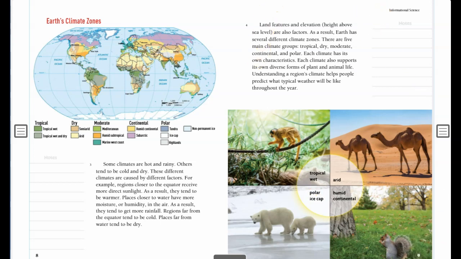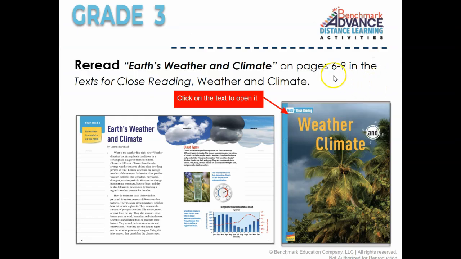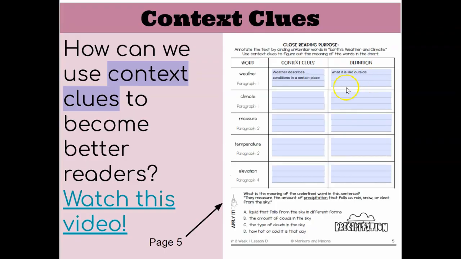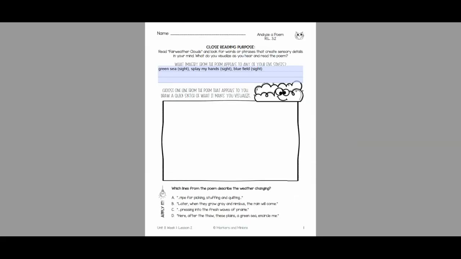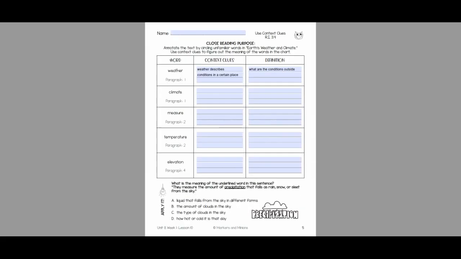Perfect. Awesome. Now let's go on to continue with our slideshow. All right, so we read pages 6 through 9. Now we're gonna talk about context clues, okay? On page 5 of our packet. But before we do that, I want you to watch this video. It says, how can we use context clues to become better readers? So now go to page 5 in your weather packet, okay? And we're gonna fill this out together. Okay, so go to your packet. It says Weather and Climate Workbook, Unit 8. Go to page 5, right here.